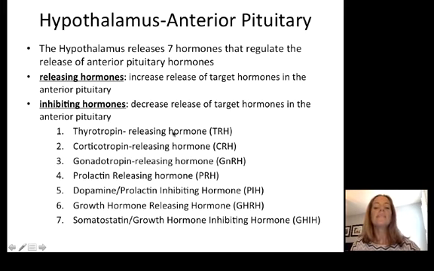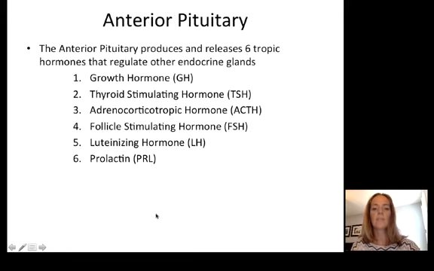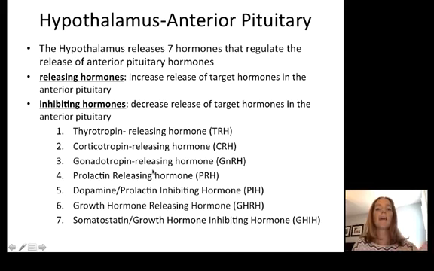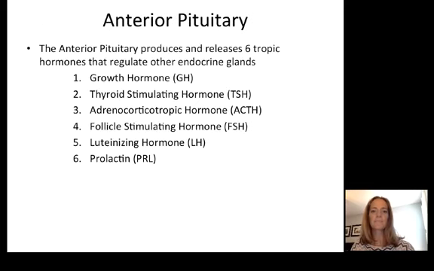So these 7 hormones from the hypothalamus are going to travel through the infundibulum, through that blood supply, down the stalk connecting the hypothalamus to the anterior pituitary. And they will individually regulate the hormones that are produced by the anterior pituitary. So again, hypothalamus hormones, the managers; anterior pituitary, assistant managers. And the assistant managers are then going to be the hormones that directly affect the workers, or the endocrine glands.